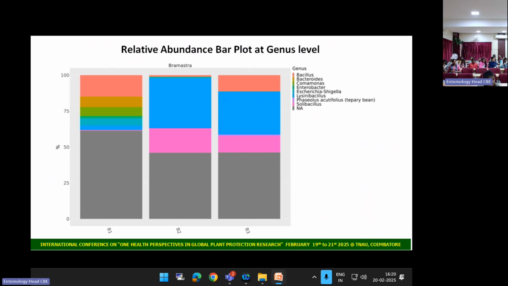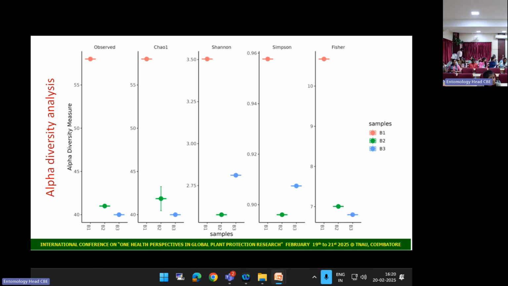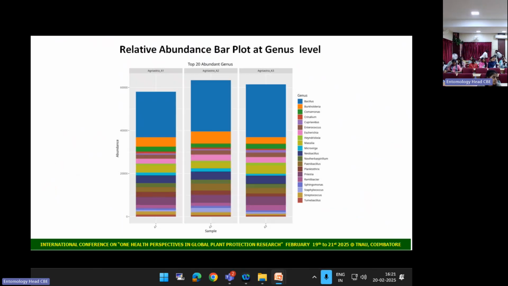This is the relative abundance bar plot of Brahmastra. Here also you can see, but the bacterial diversity is minimum in this case when compared to the earlier one. In Brahmastra, the bacterial diversity, richness and evenness are very good with respect to the formulations prepared with the cow dung and cow urine of the native breed. And this is related to the Agnyastra.